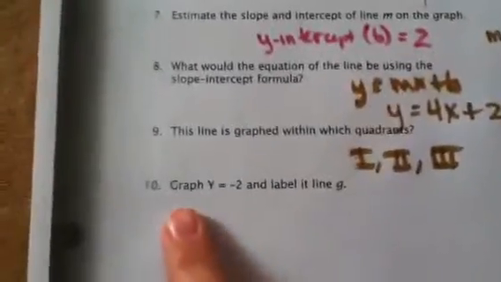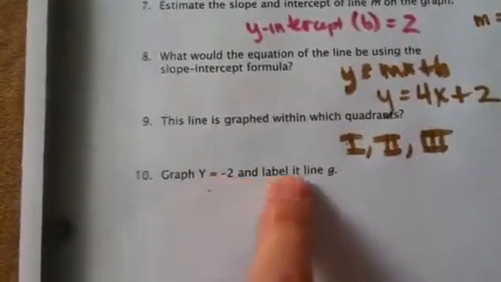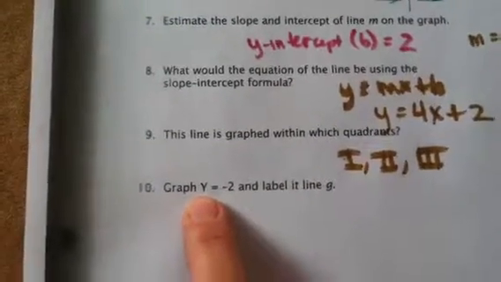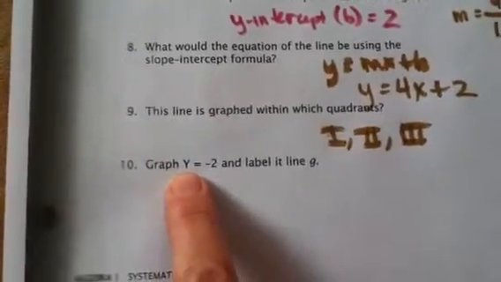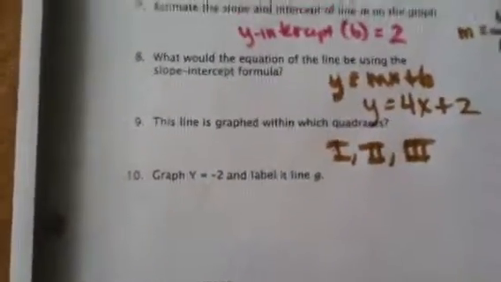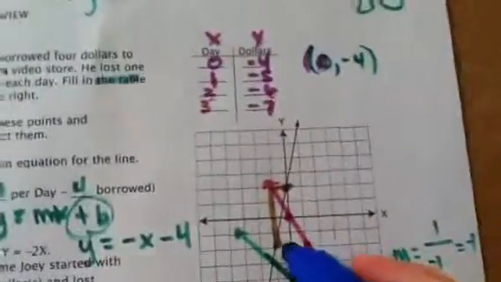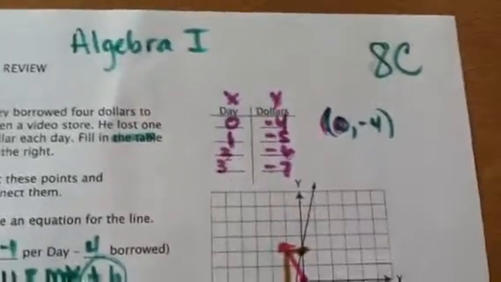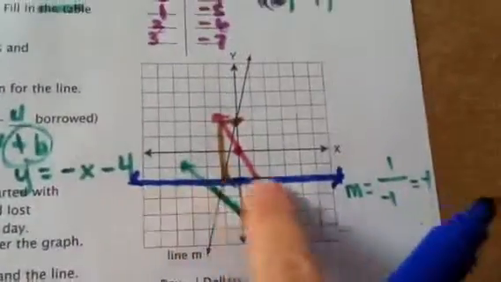Okay. Graph y equals -2 and label it line G. Okay. When it's y equals, it means it's going to hit the y-axis at -2. Okay, so what it's going to look like, let me grab a different color here because we got so many lines on the same graph. But y equals -2 is going to be the horizontal line right through, here's -2. It's going to be this horizontal line right here. So make sure you extend it all the way out.